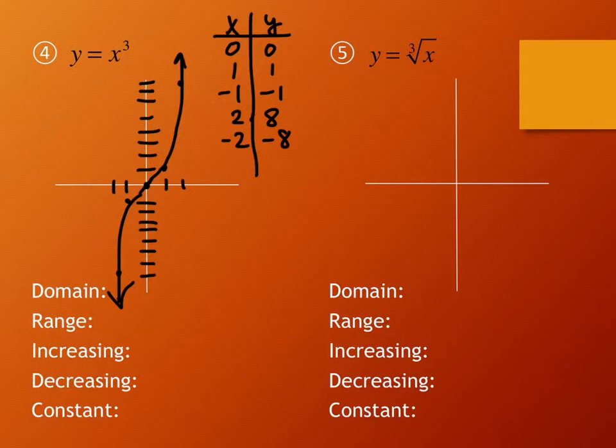What's the domain for this one? What x values am I allowed to have? Negative infinity to infinity. How about the range values? Climbing up the y-axis, what do we have? Yep, negative infinity to infinity.